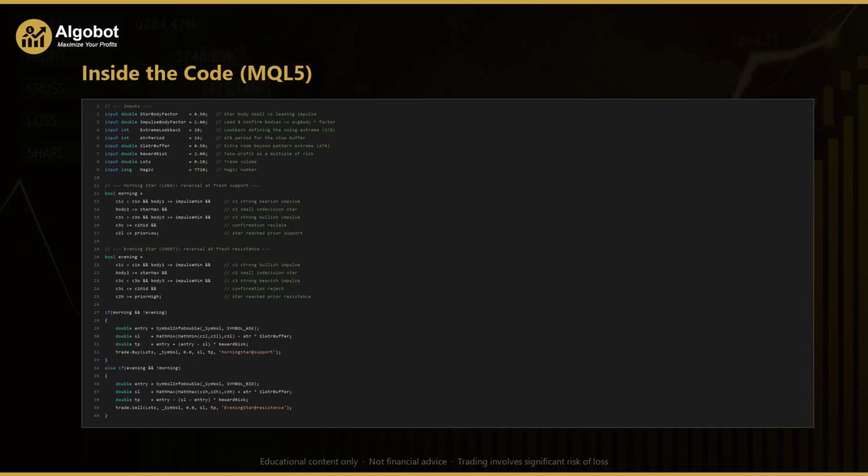The evening Boolean is the exact mirror for the short side. A strong bullish first candle, a small star, a strong bearish third candle closing below the first candle's midpoint, and the star's high reaching the prior resistance. The sell block then takes the bid as entry, places the stop just above the highest high plus the ATR buffer, projects the take profit the same multiple below entry, and calls trade.sell. Both sides are true mirror images of each other.